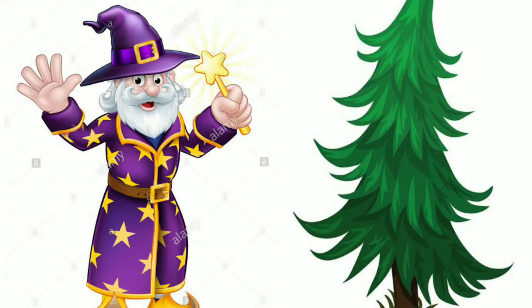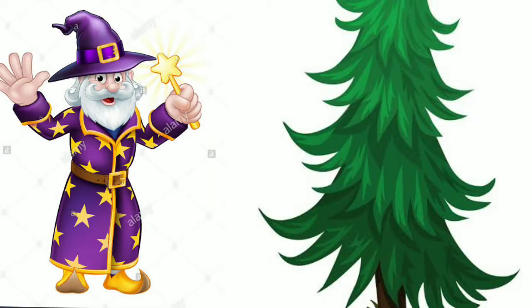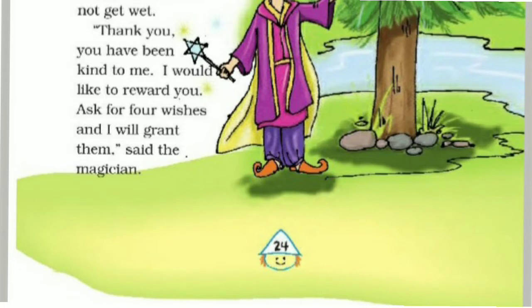Now, when the rain stopped, Shetty found that he was not wet but completely dry because of the help of this fir tree. You know what is the meaning of wet? Soaked in water. And what is the opposite of wet? That is dry. So here the magician did not get wet because he was under the fir tree. Okay, so the fir tree saved him from the heavy rain. Now move to the third paragraph.